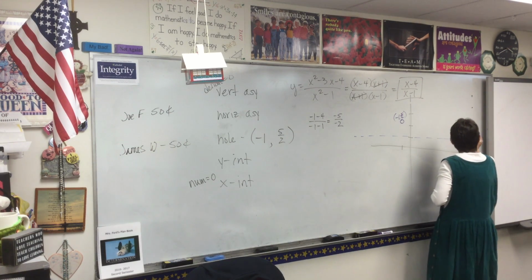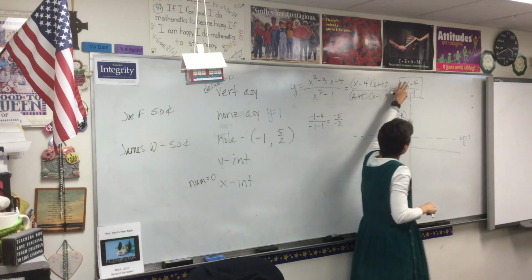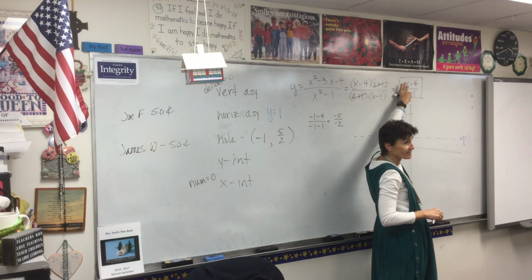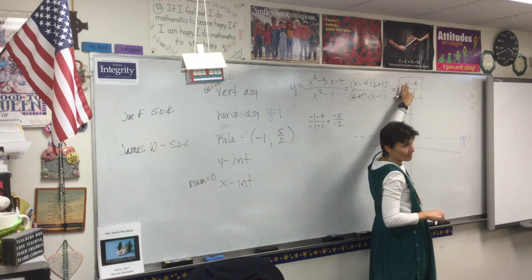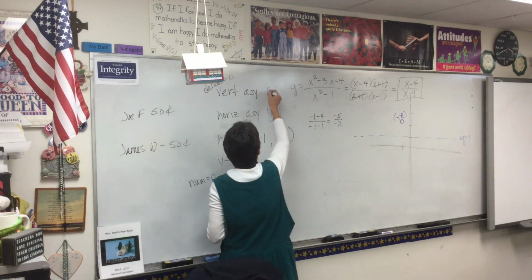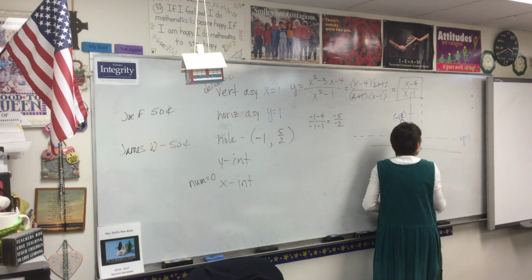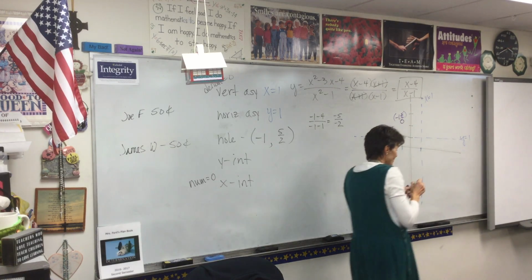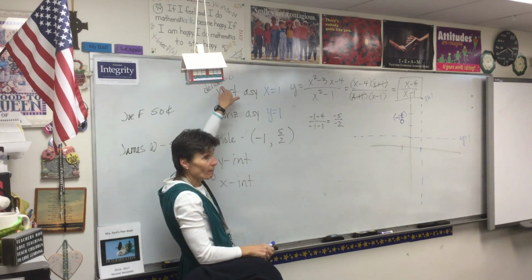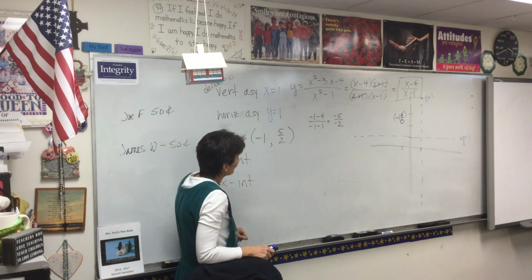I know the horizontal asymptote is 1, guys, because I have 1x over 1x. That's 1. All right, what else do I know? I have a vertical asymptote at 1 for a different reason. The vertical asymptote is at 1 because that's what makes the denominator 0. All right, what else do I have?